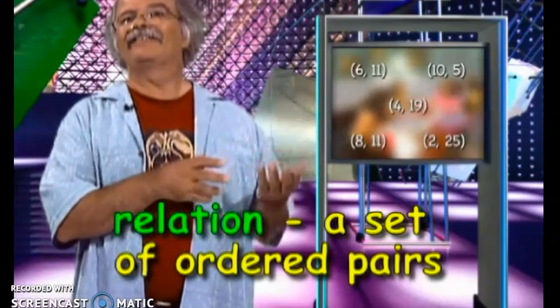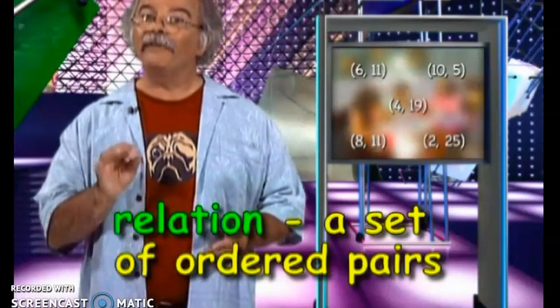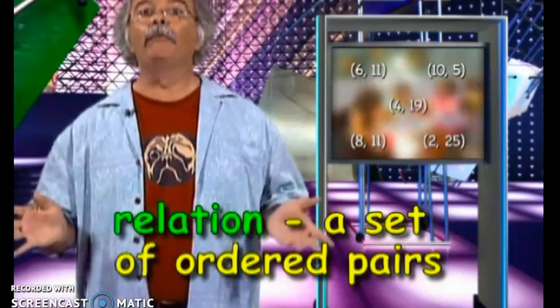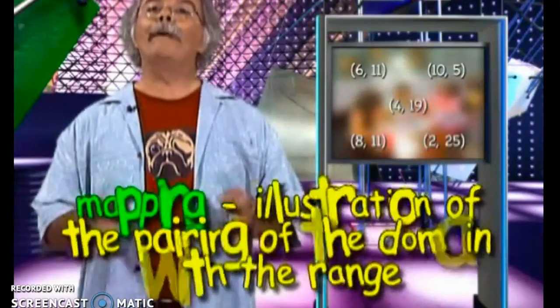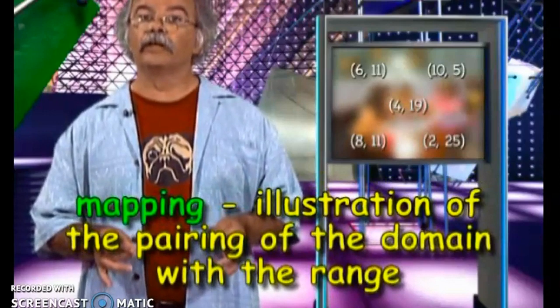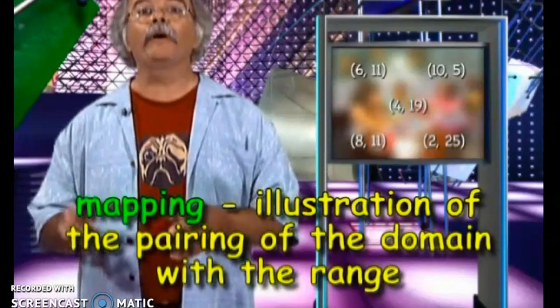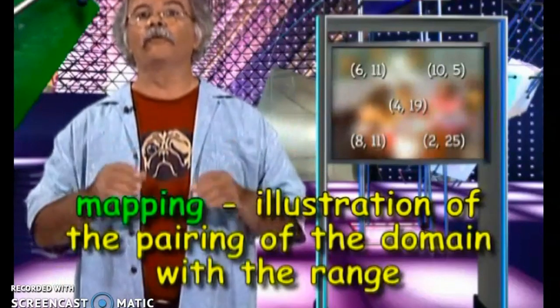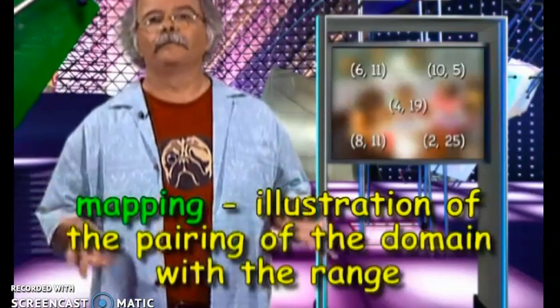Here we simply have a list of the 5 ordered pairs, but this relation could be expressed in a number of ways. One is called a mapping. That illustrates how members of the first set of a relation, called the domain, are paired with the second set, which is called the range. Here's what I mean.